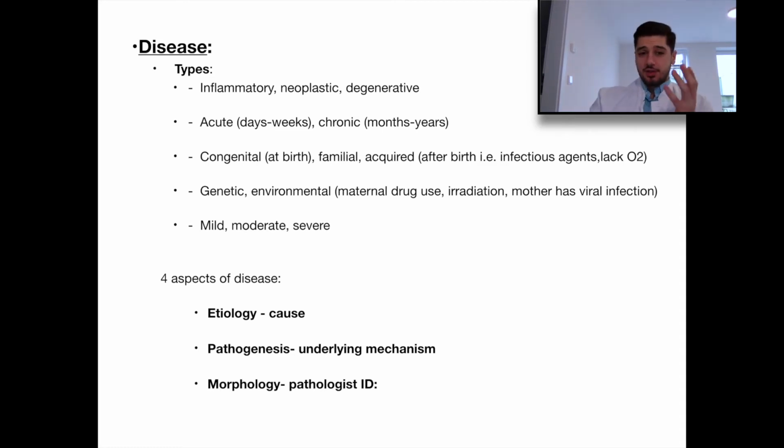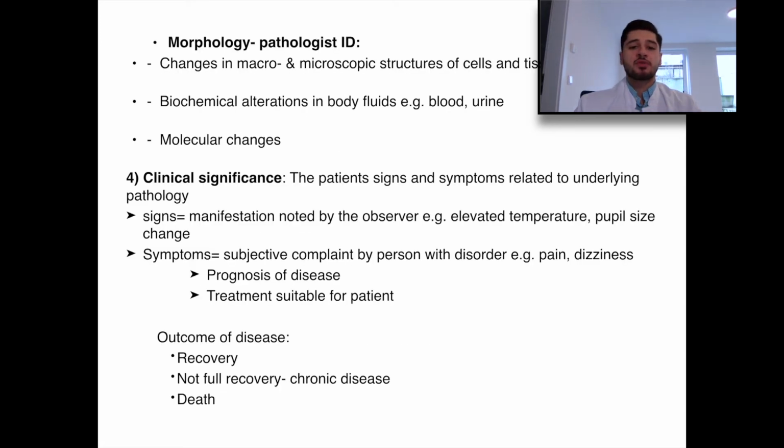We have the etiology, like we said, this is the cause. The second one is the pathogenesis, which is the underlying mechanism. The third one is the morphology, which is the appearance, which changes in macro and microscopic structures of cells and tissues. Biochemical alterations in body fluids, for example, blood and urine, and molecular changes. Number four, clinical significance. The patient's signs and symptoms related to underlying pathology.